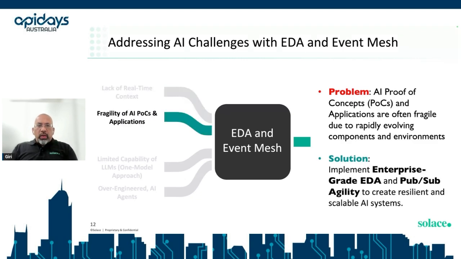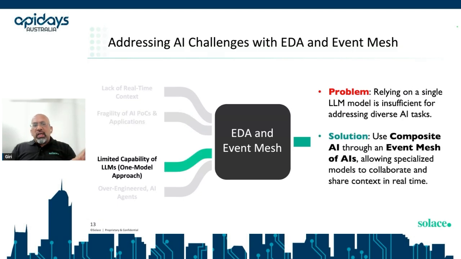And then the AI applications and POCs, as they are being built, the environment in which it's operating is rapidly evolving, and the components continue to change, right? So that means it needs the ability to adapt to the changes. That's where the enterprise-grade EDA and the PubSub mechanism comes into play. It creates a resilient, scalable AI system. When you combine AI and the EDA with event mesh.